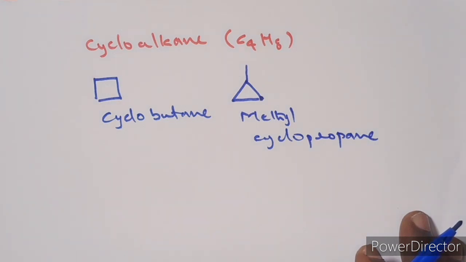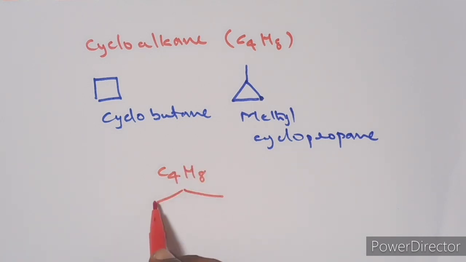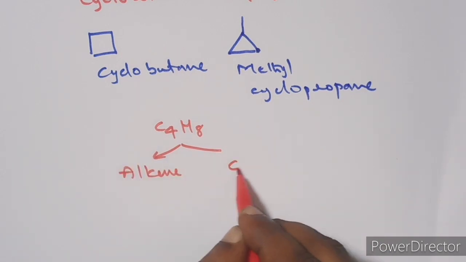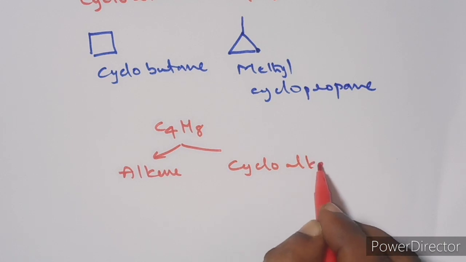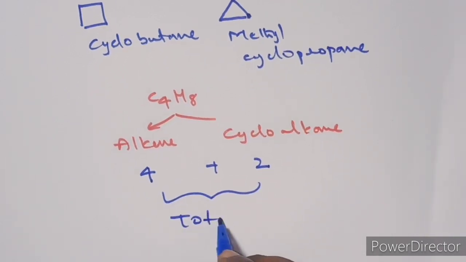So what is the total number of isomers now? With the C4H8 molecular formula, we are writing two types of isomers: one is alkene isomers, another one is cycloalkane isomers. The number of possible alkene isomers is 4, plus cycloalkanes are 2. So the total number of isomers we are writing is equal to 6. Clear? Like this you have to write. Now guys, please remember and note all these.